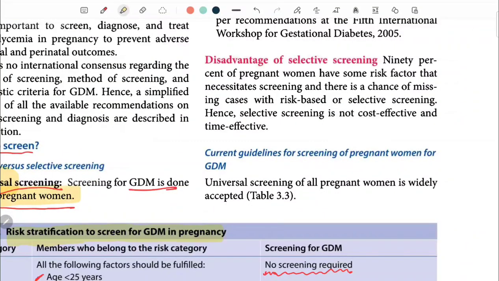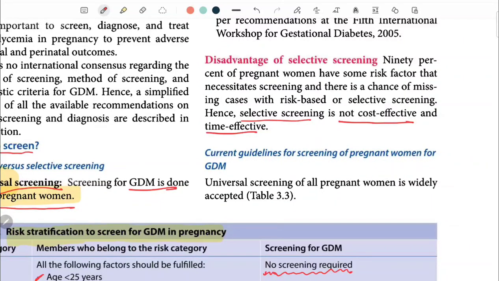So now let's look at the disadvantage of selective screening. 90% of pregnant women have some risk factor that necessitates screening, and there is a chance of missing cases with risk-based or selective screening. Hence, selective screening is not cost effective and time effective. So remember this point: selective screening is neither cost effective nor time effective.